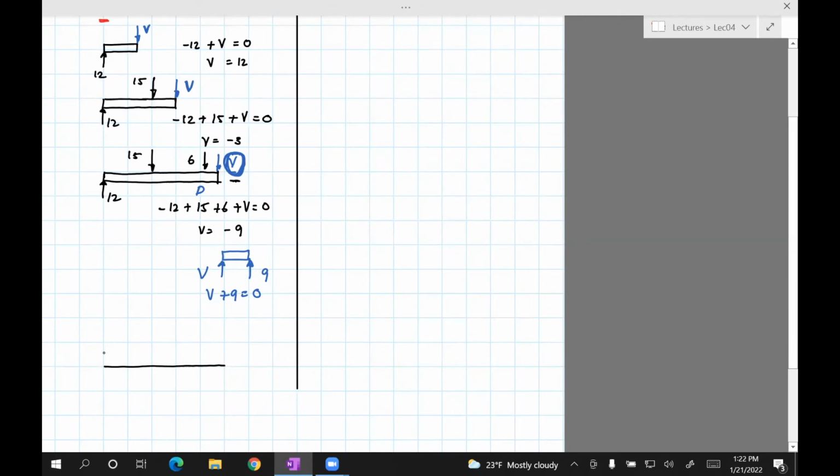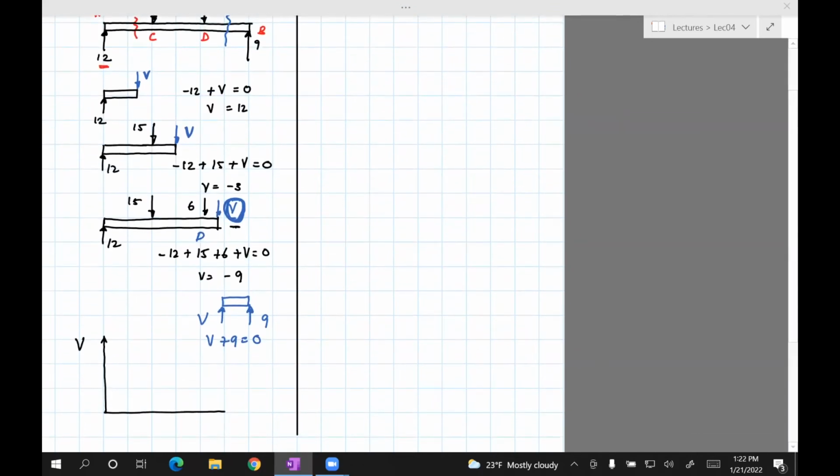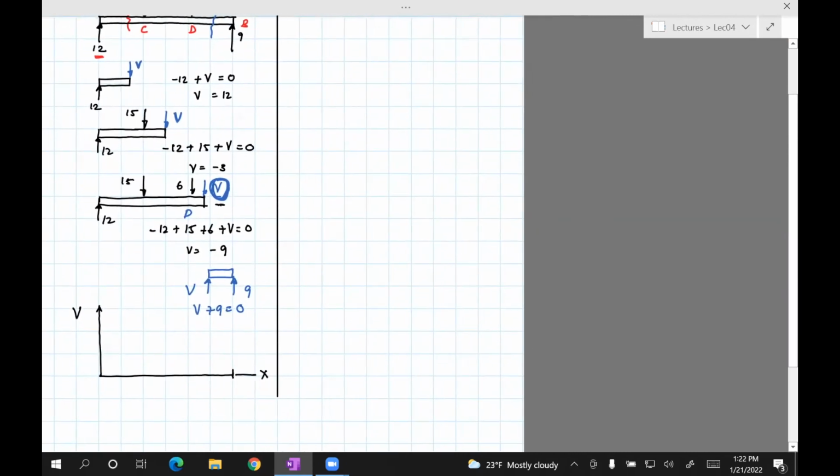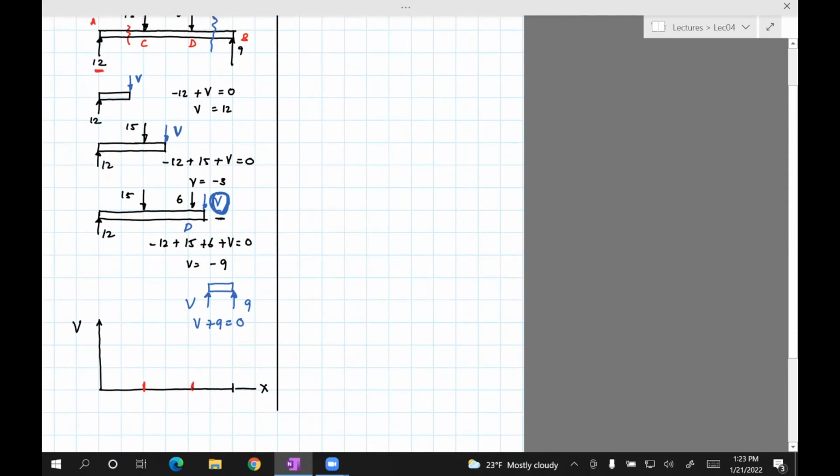Final step, draw the shear force diagram. So V versus X. Means here. So let's draw the key points, which are this one, C, about here for B, and then B. So B, D, C, and A.